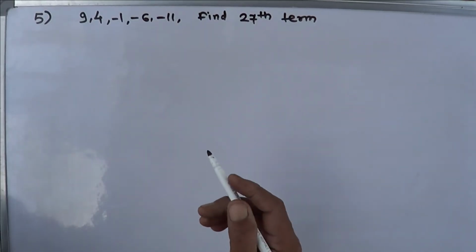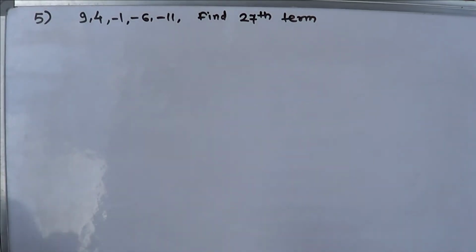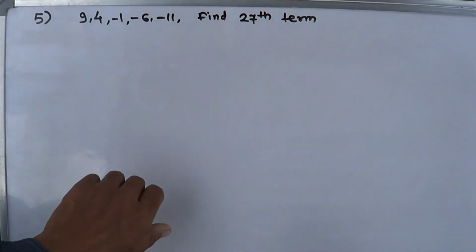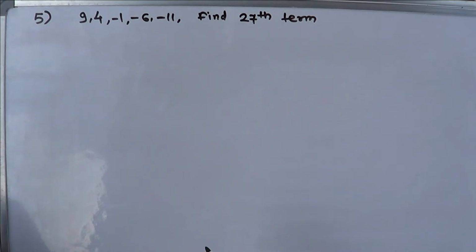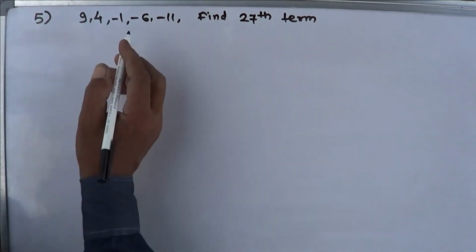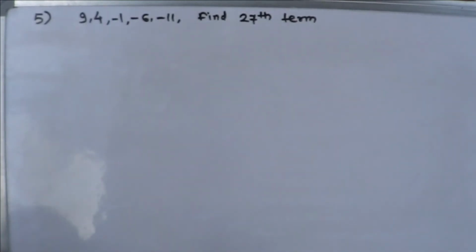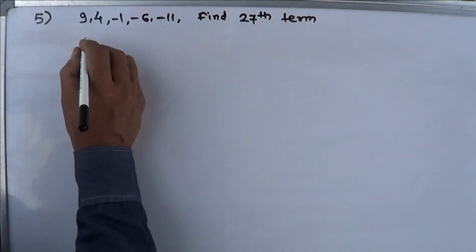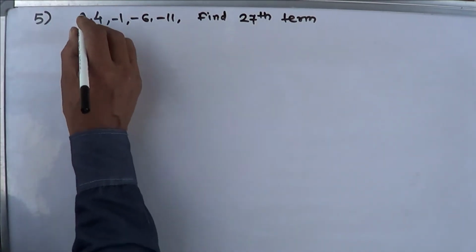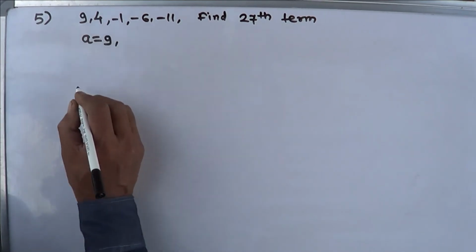Here in example 5, we have to find out 27th term of the given AP, and our AP is 9, 4, minus 1, minus 6 and 11. तर आपल्याला 27 टर्म शोधायची आहे. त्यासाठी आपण काय करू, आधी अर्थमॅटिक प्रोग्रेशनसाठी आपण ए लिहून घेऊ. So our A is equal to our first term, and that is 9.